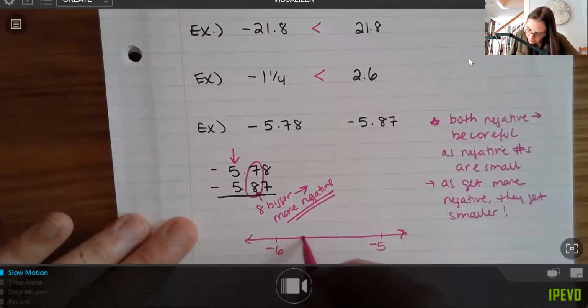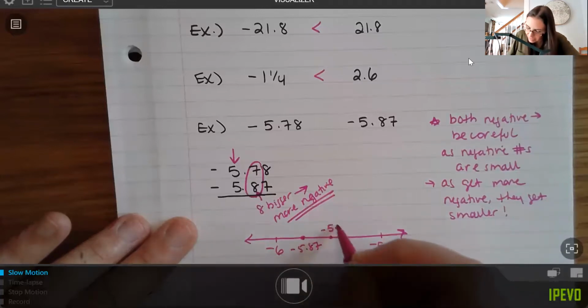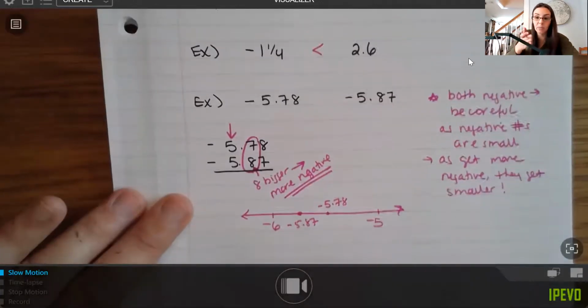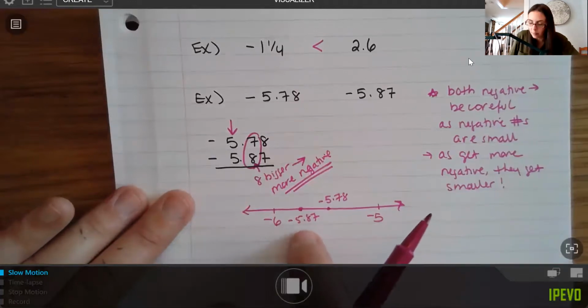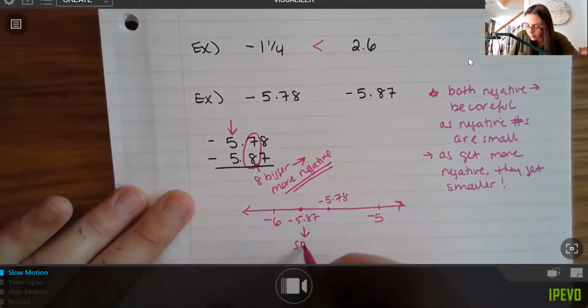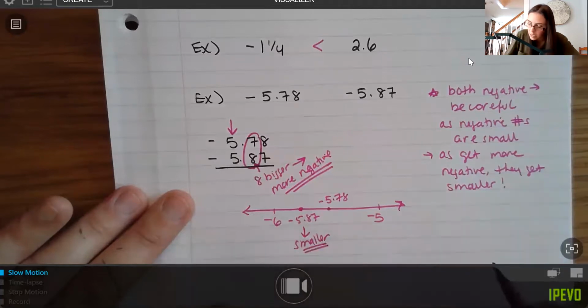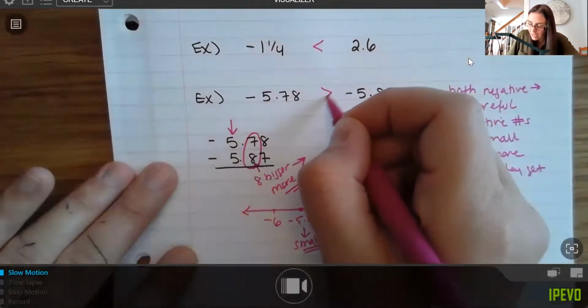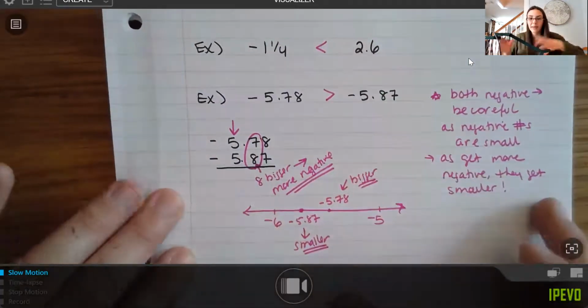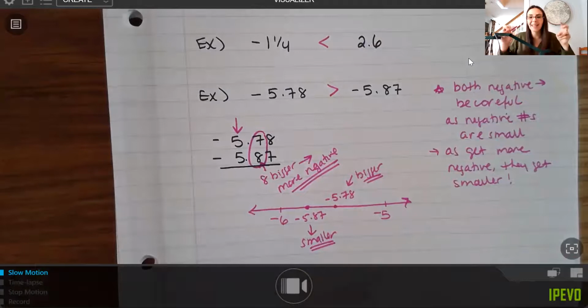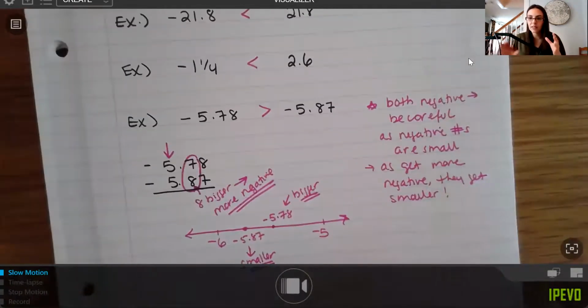Well, -5.87 would be like here, and -5.78 would be here, right? Because the 8 is bigger, so it's going towards that 6. But because it's more negative, this number actually now becomes smaller. Okay, so this is smaller, and this one is bigger. So it reverses if they're both negative. You just want to be careful there, because as your digits get bigger, it actually becomes smaller if they're both negative. So just watch out for that as you're comparing two negatives together with decimals.